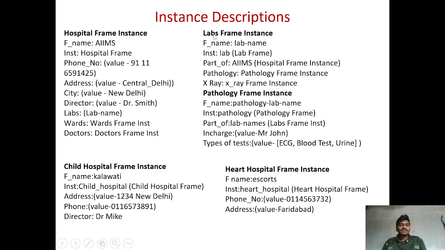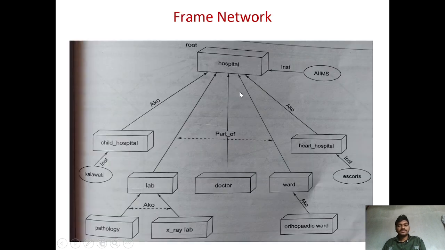Next, instance descriptions. These are the detailed descriptions of the hospital frame. The frame name is AIIMS, an instance of the hospital frame, with phone number, address, city, director, labs, and doctors. A lab is another frame, and pathology is also a kind of lab frame. It is another frame instance, and child hospital is also another instance, as is the heart hospital frame instance. This is how the frame network looks. AIIMS is an instance of hospital, and hospital is the root element. Child hospital is a kind of hospital. Kalavati is an instance of the child hospital, and Escorts is an instance of a heart hospital.